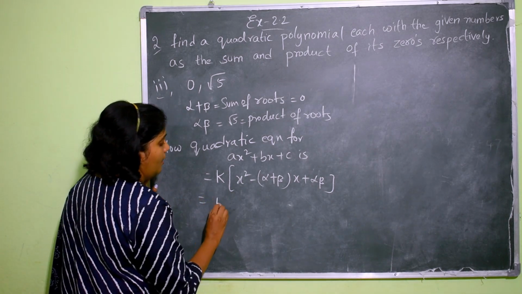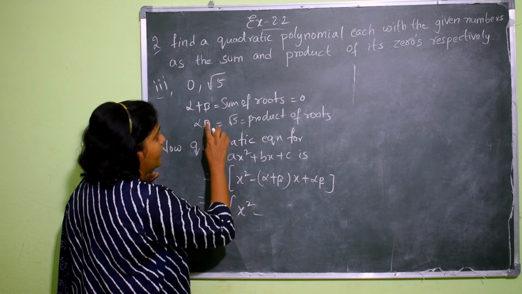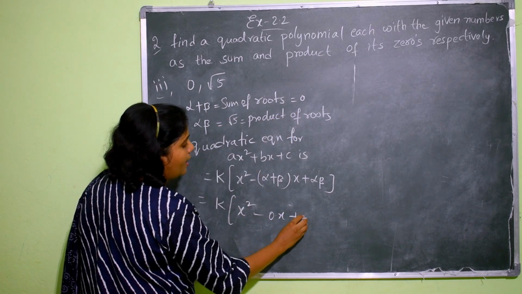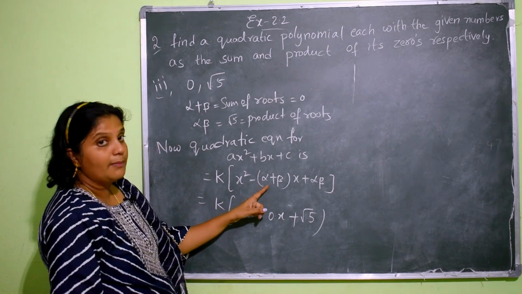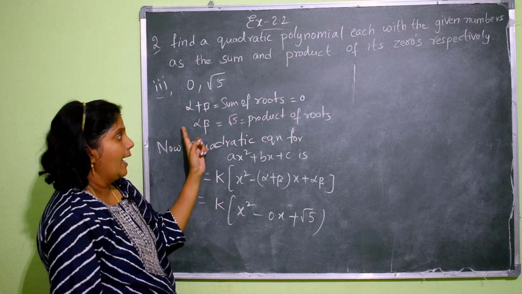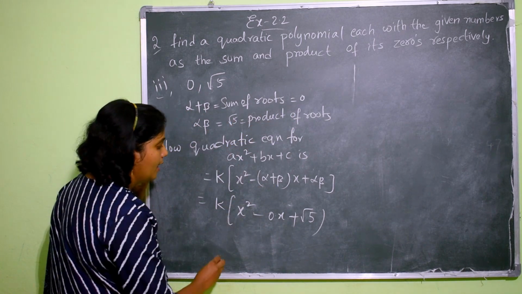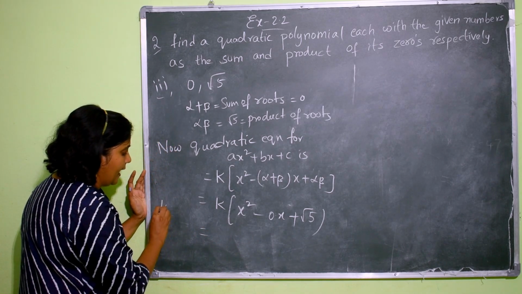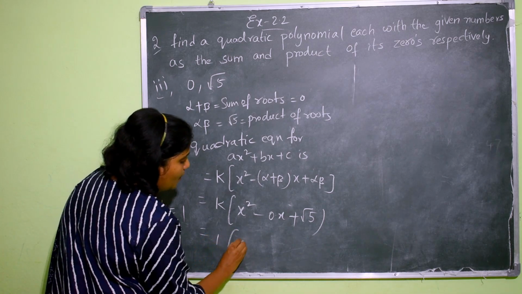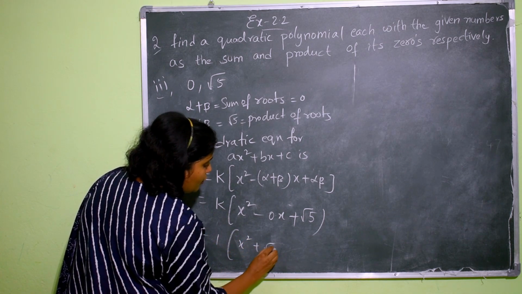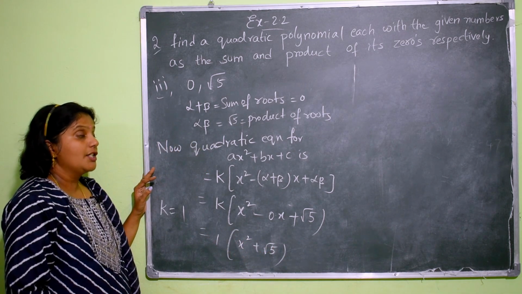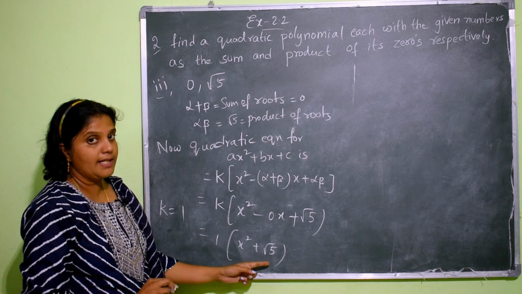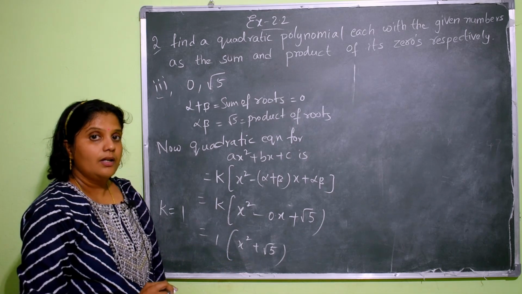So what is the alpha plus beta value given here? 0. So 0 into x plus alpha beta value, which is root 5. So here no denominator is there, so we can take the k value as 1. So 1 into x square plus root 5. So what is the quadratic equation for these sum and product of the zeros? 1 into x square plus root 5, that is x square plus root 5.